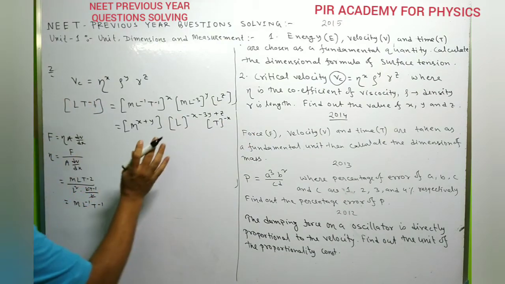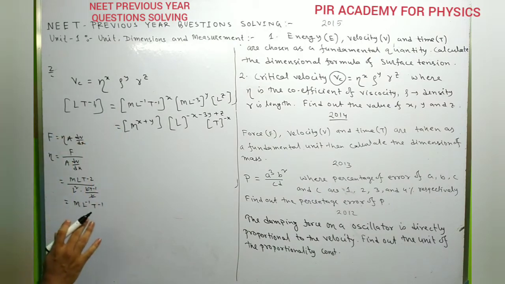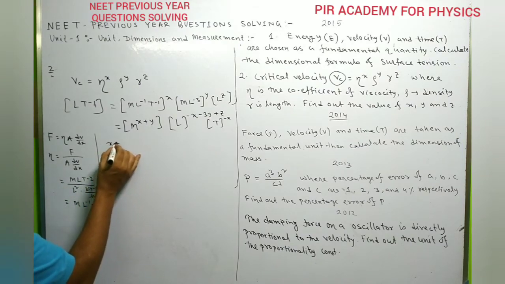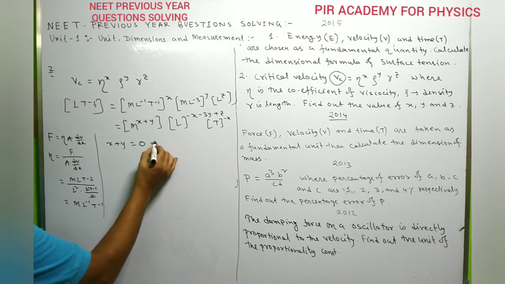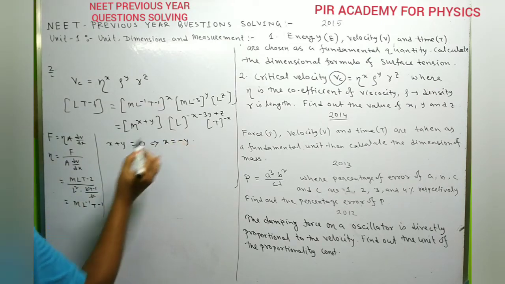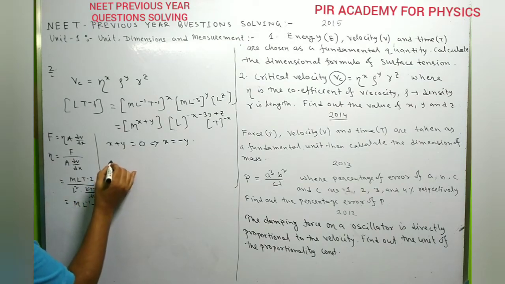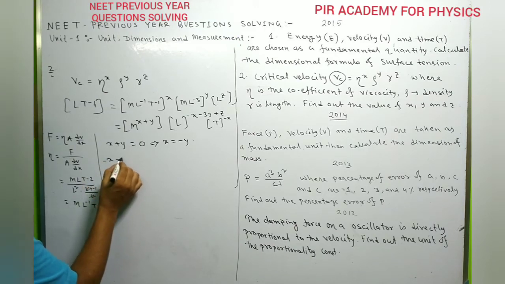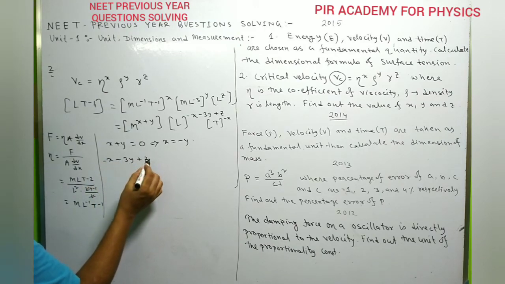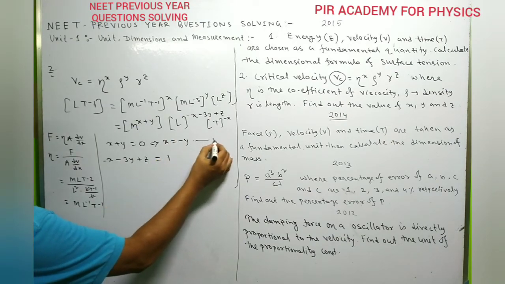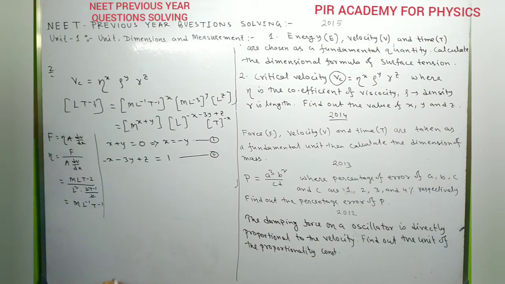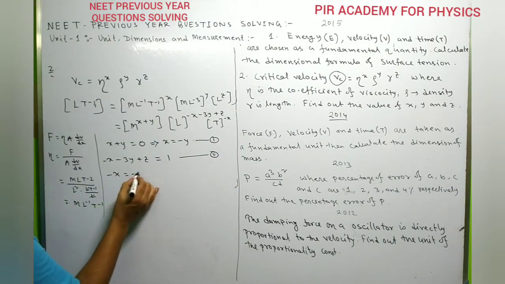So if I equate the powers of mass, length and time on both sides, then x plus y must be 0, because here the power of M is 0. So it can be written as x equals minus y, and minus x minus 3y plus z equals 1. This is equation number 1, this is equation number 2, and minus x equals minus 1.